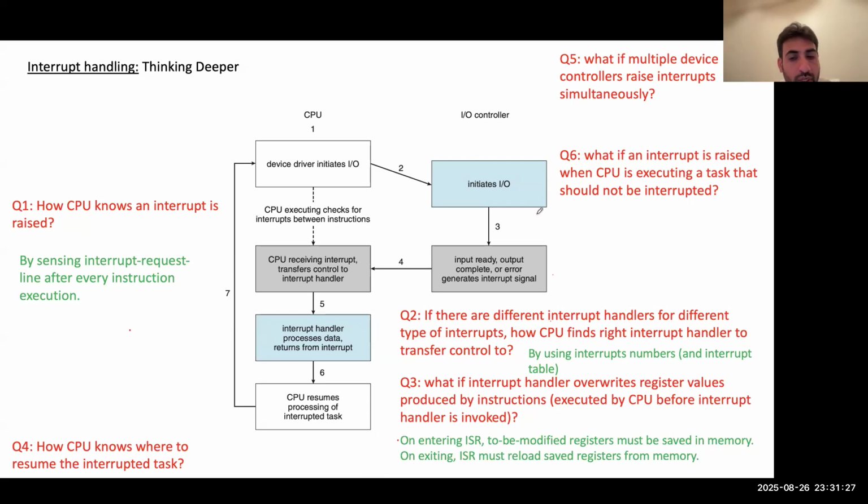Okay. So on entering the ISR, the registers to be modified must be saved in memory, and on exiting the ISR, it must reload those saved registers from memory. And how does the CPU know where to resume the interrupted task? Again, we need to keep track of things, right? We just need to keep track of what location in the program was interrupted, and what instruction was supposed to be executed next.